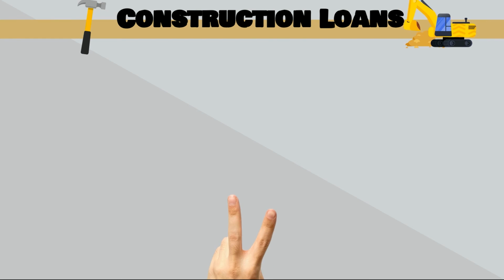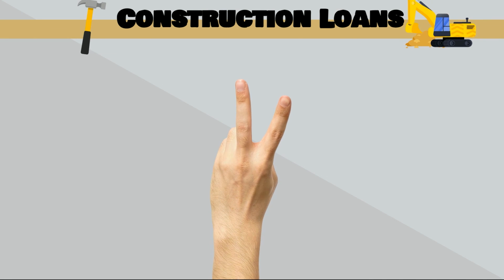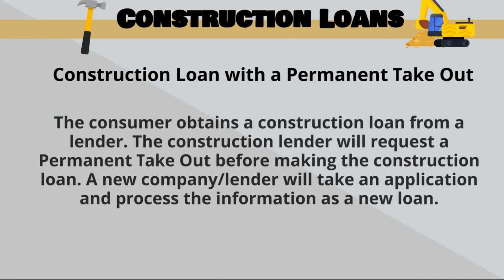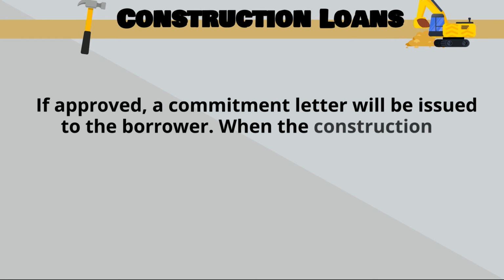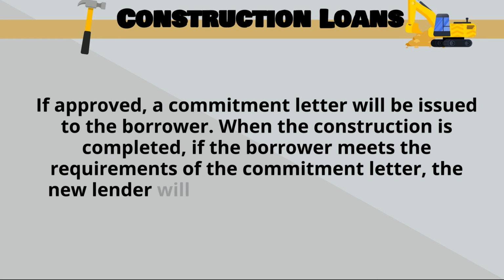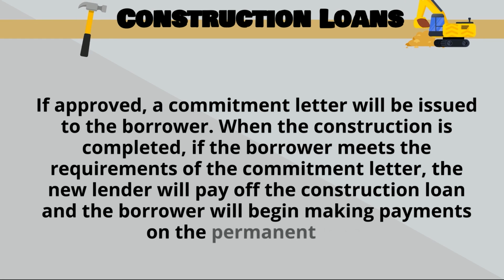Construction loans. There are two types of construction programs. Construction loan with a permanent takeout. The consumer obtains a construction loan from a lender. The construction lender will request a permanent takeout before making the construction loan. A new company or lender will take an application and process the information as a new loan. If approved, a commitment letter will be issued to the borrower. When the construction is completed, if the borrower meets the requirements of the commitment letter, the new lender will pay off the construction loan and the borrower will begin making payments on the permanent loan.